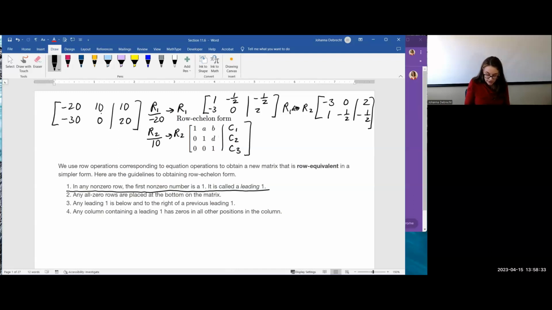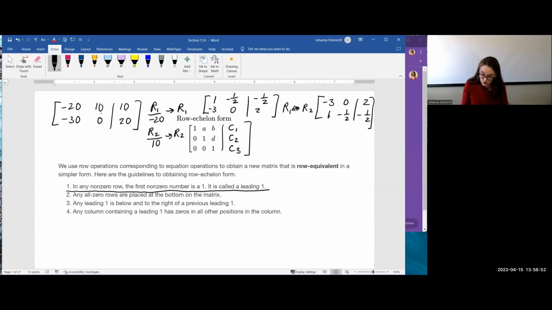Any leading 1 is below and to the right of any previous leading 1. And any leading 1 has zeros below it in the column. So I'm going to make this negative 3 a 1, but before I do that, I want to get rid of the 1 in the row below it.